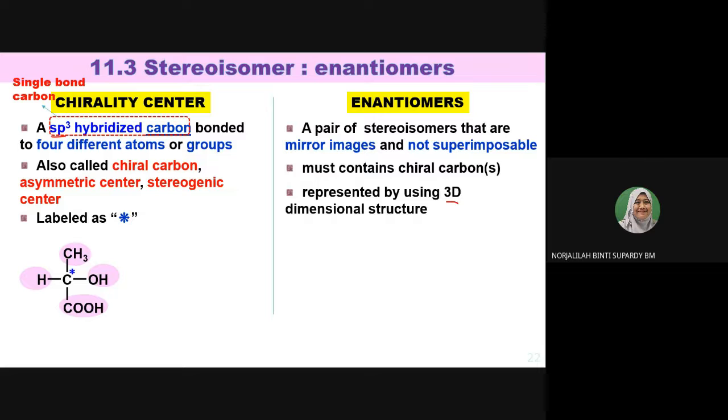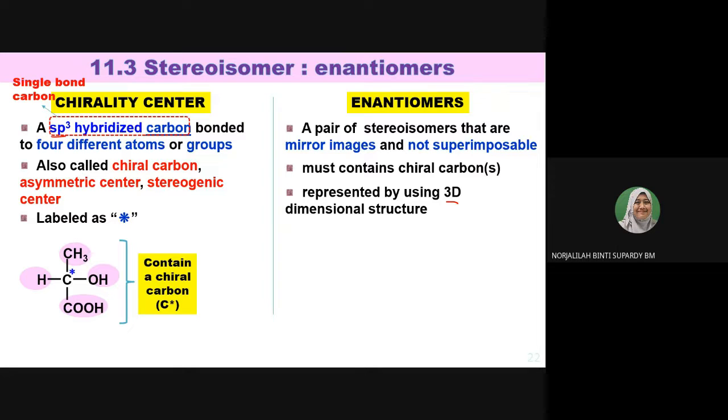So what is an enantiomer? An enantiomer is a pair of stereoisomers that are mirror images of each other and not superimposable. It means that they cannot overlap exactly. You try to overlap them, to impose one on the other, but they cannot coincide exactly. So that is the characteristic of the enantiomers.